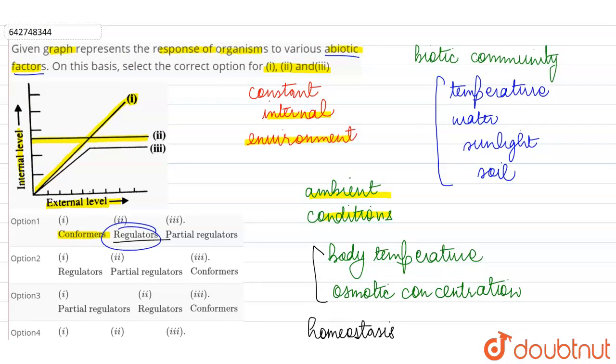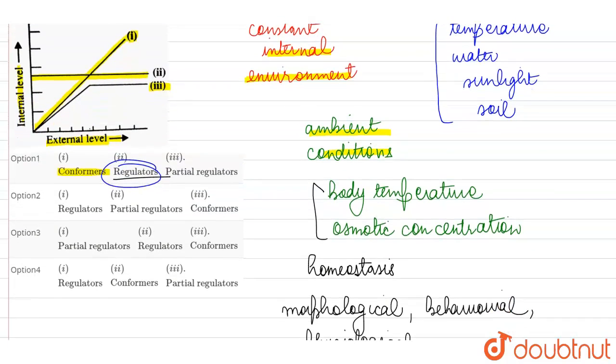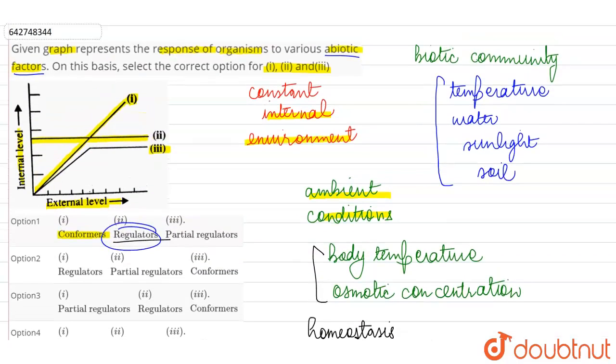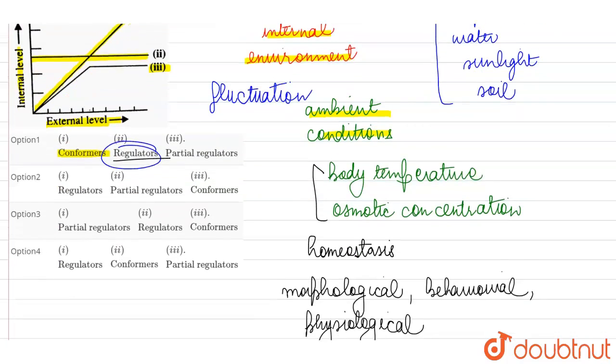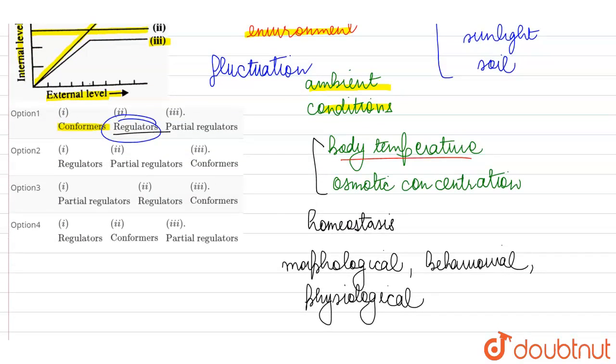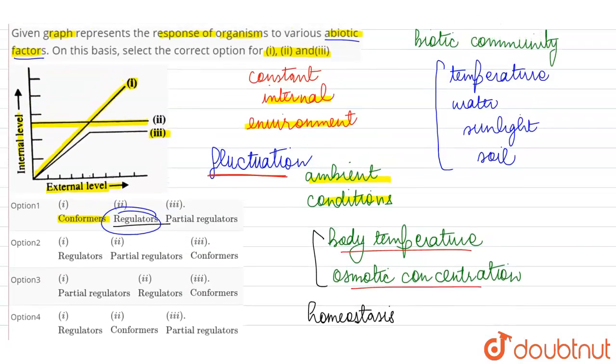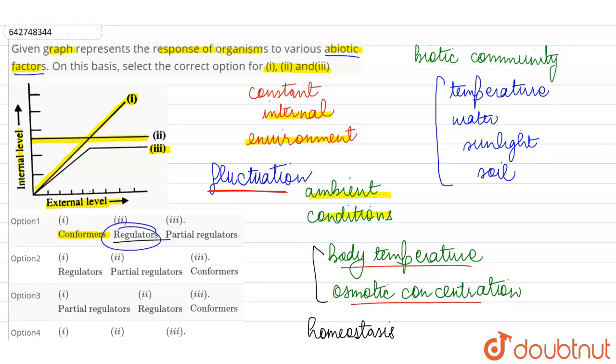Now the third curve is showing that in this living organism we can say there is a combination of both of these things. Up to some point it is able to regulate. If there is some fluctuation in the ambient conditions, then the organism is not immediately affected. That is, they can maintain their body temperature and osmotic concentration.